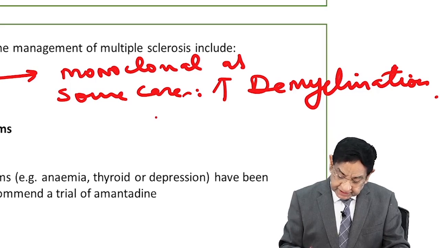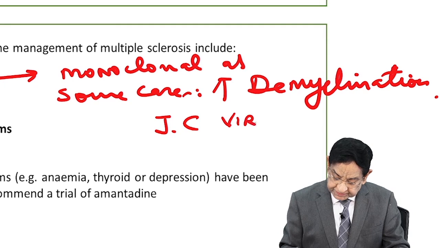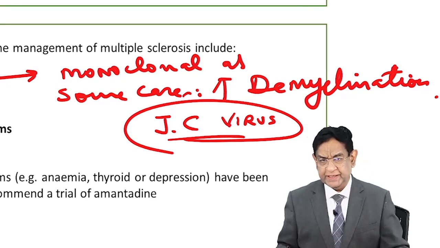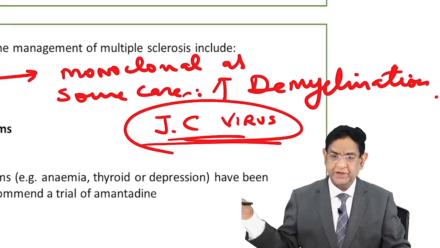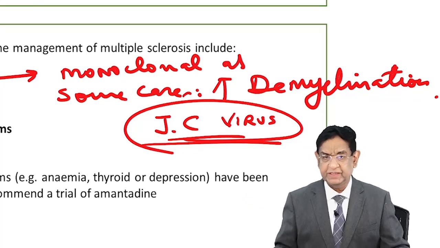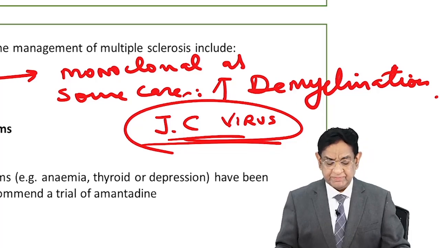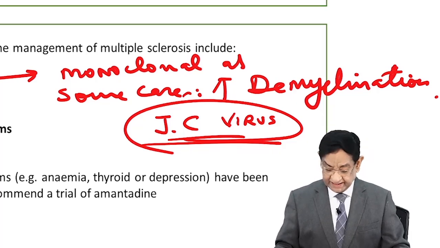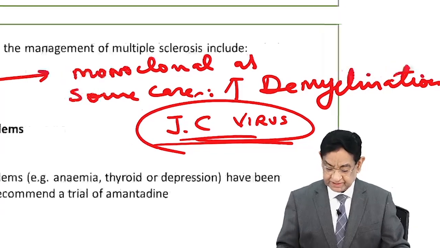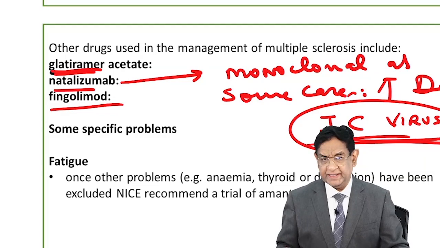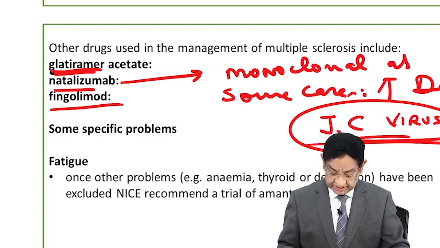It may cause reactivation of JC virus. And JC virus is notorious for leading to demyelination. About this point, I'll be talking to you a little later in some other question. But as of now, write down that natalizumab is one drug that can lead to demyelination. It's a very frequently asked question I've seen. Fingolimod is one more disease modifying agent.